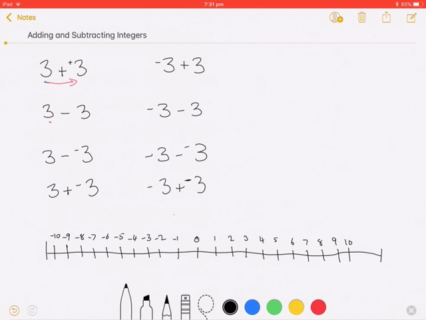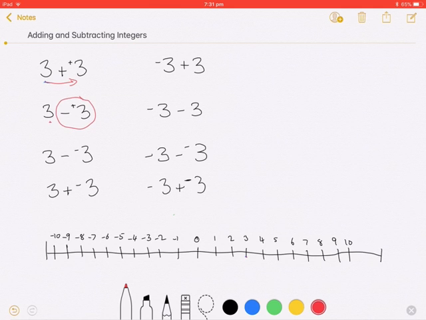Now remember what I said before, even though this is a 3, there's a little plus associated with it. And in actual fact, the minus and the little plus are associated with that second number. Whatever operation is in front of the number is what's associated with that number. So we're starting on 3 and we're going to take away 3. Well, you've been doing that since you were in grade 1.